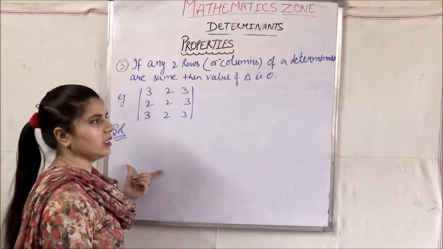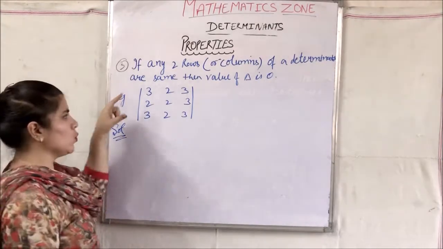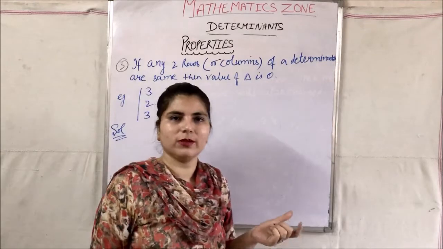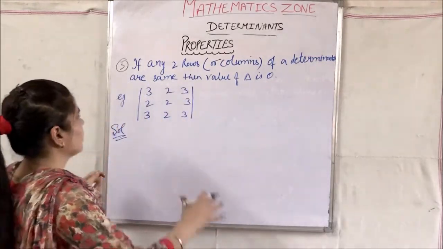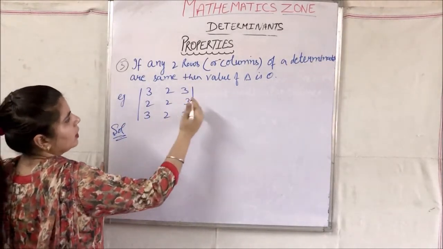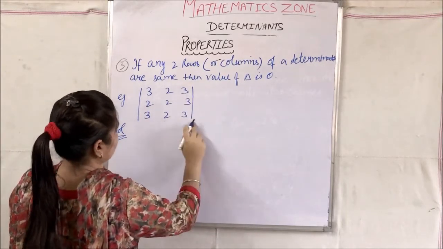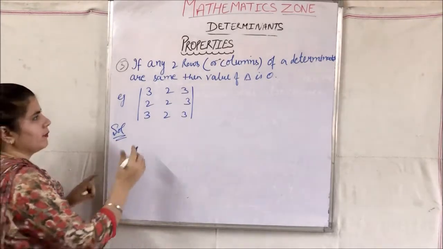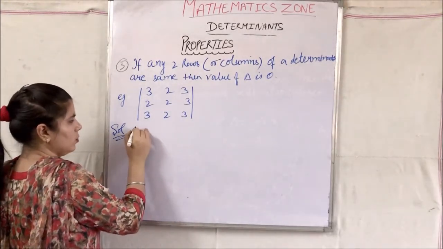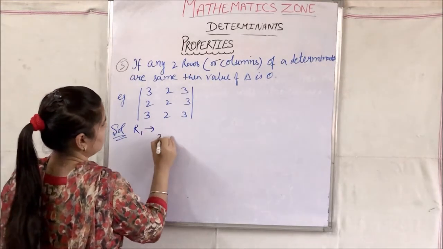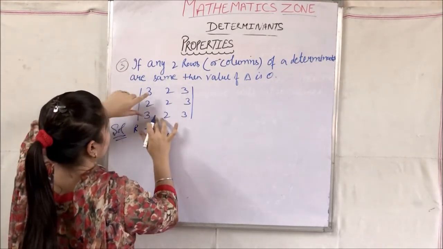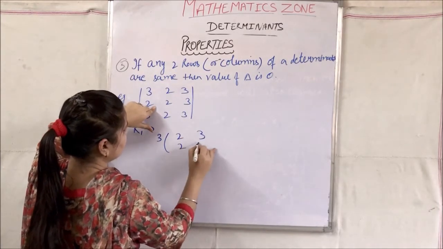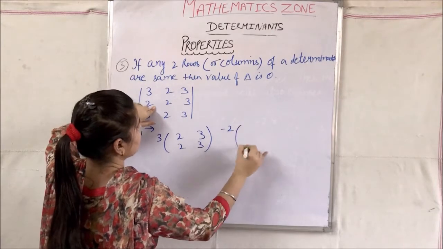In the third property, if any two rows of the determinant are same, then the value of the determinant will be 0. Let's see. Let us take an example. Here the third row and first row are same. So let's find out the determinant. We will expand the first row. 3. We will leave the first column and first row again. 2, 3, 2, 3 minus 2.